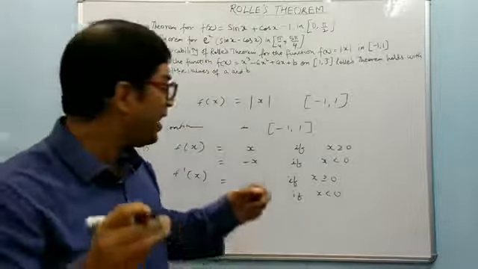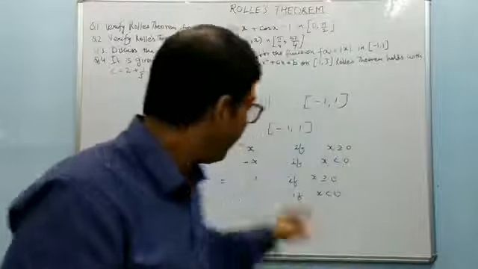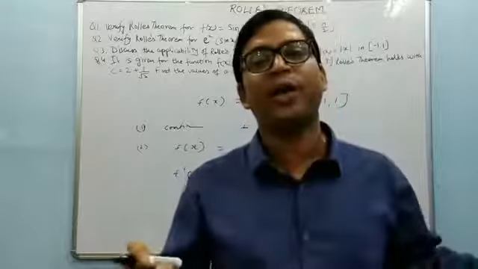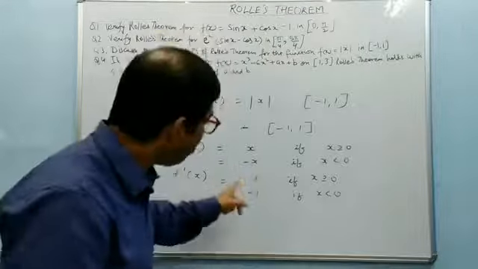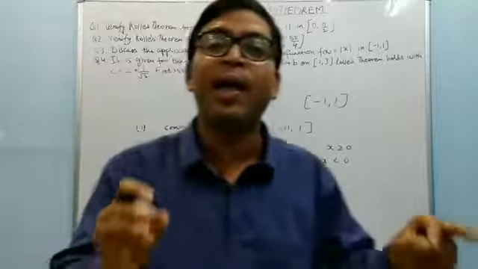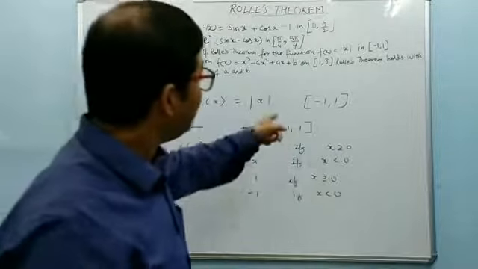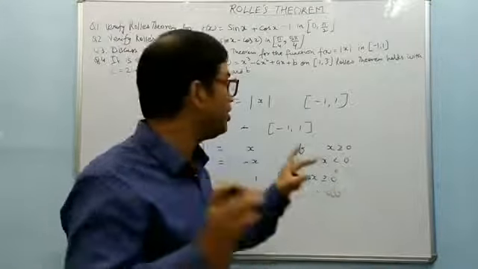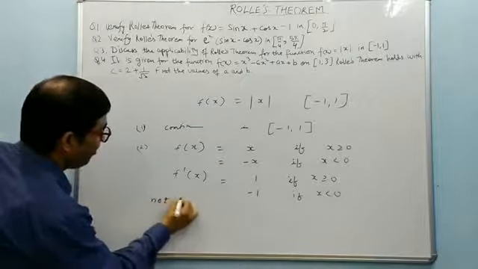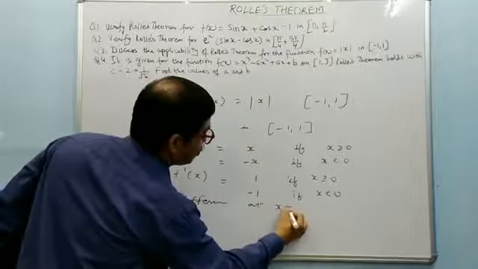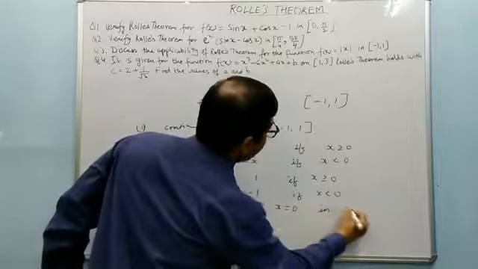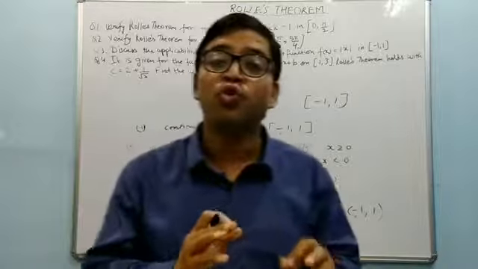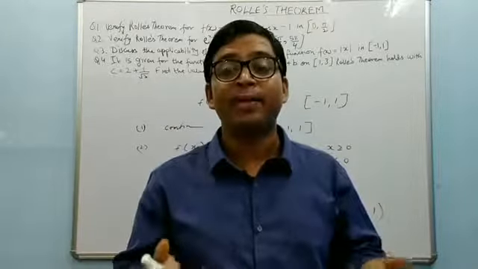You just see that at x is equal to 0, it got different values. That means left hand derivative is not equal to right hand derivative. So it is not differentiable at x is equal to 0. And 0 lies in the interval between -1 and 1. So it is not differentiable at x is equal to 0, that means in the interval -1 to 1. It is not differentiable. So no question of applicability of Rolle's theorem.